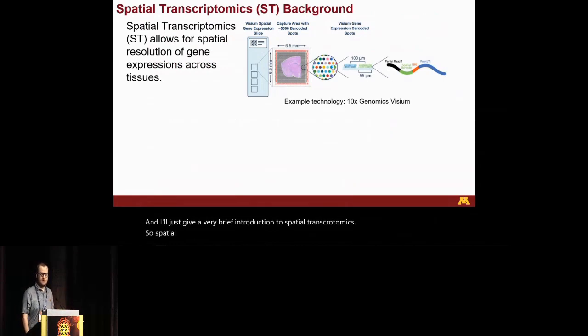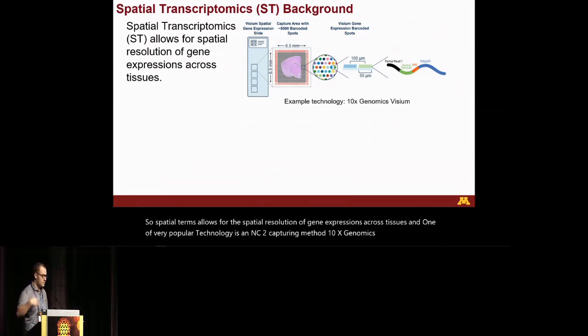Spatial transcriptomics allows for the spatial resolution of gene expressions across tissues. One very popular technology is an in situ capturing method, 10x Genomics Visium, which you can see on the right here. And what this allows us to do is map captured mRNA molecules within tissues back to spatial coordinates in the cells they were captured in.